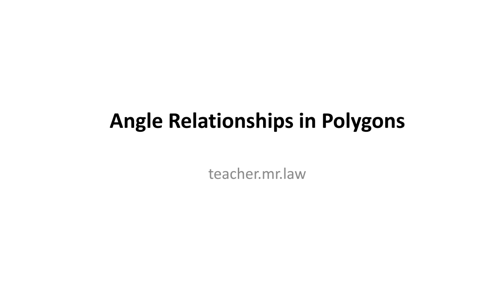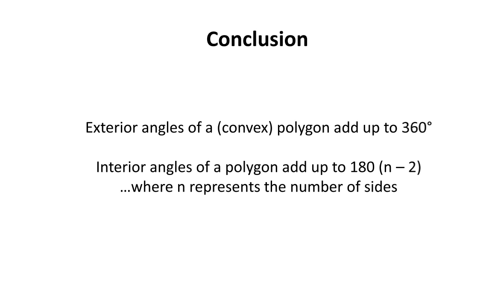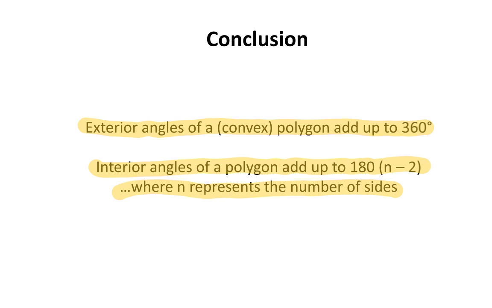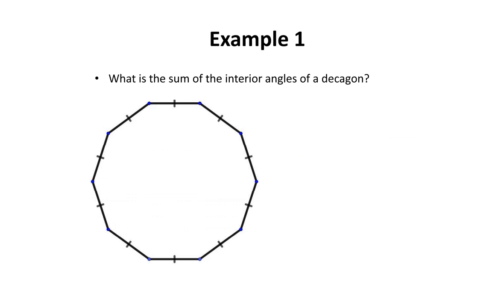In today's lesson, we'll be learning about angle relationships in polygons. As discussed in previous lessons, we've discovered that the exterior angles of a convex polygon add up to 360 degrees. Meanwhile, the interior angles of a polygon add up to 180 multiplied by n minus 2, where n represents the number of sides within that polygon.